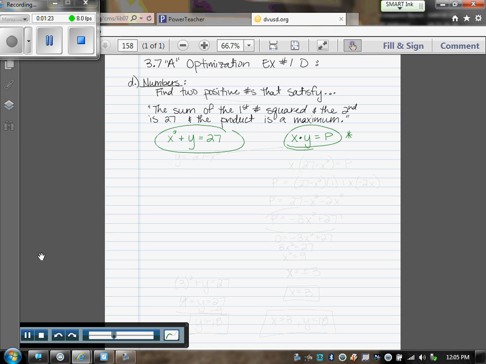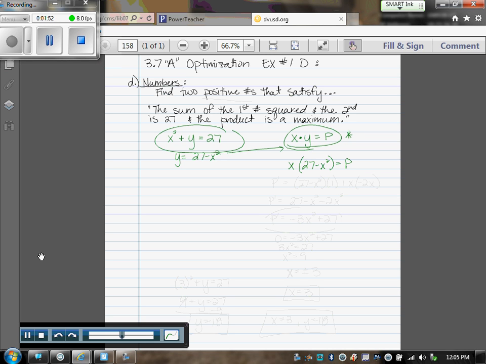So let's go ahead and use my other equation and solve for y. I have y equals 27 minus x squared. So that means in this equation, can I plug in my y? So I have x times, and instead of y, I can plug in 27 minus x squared, equal to p. So now I have one equation with a variable x. I can differentiate it, and I can find my values.